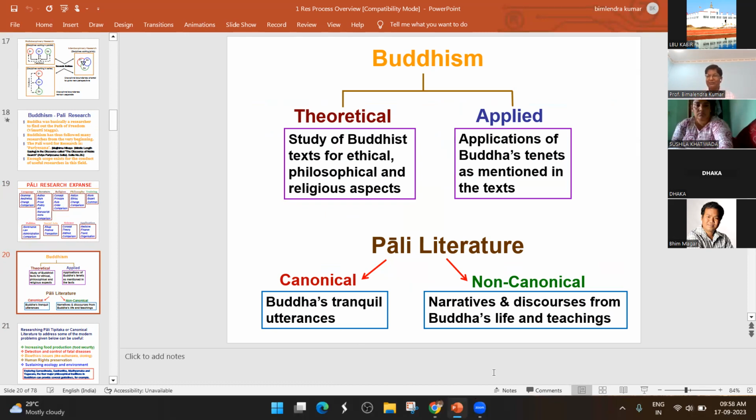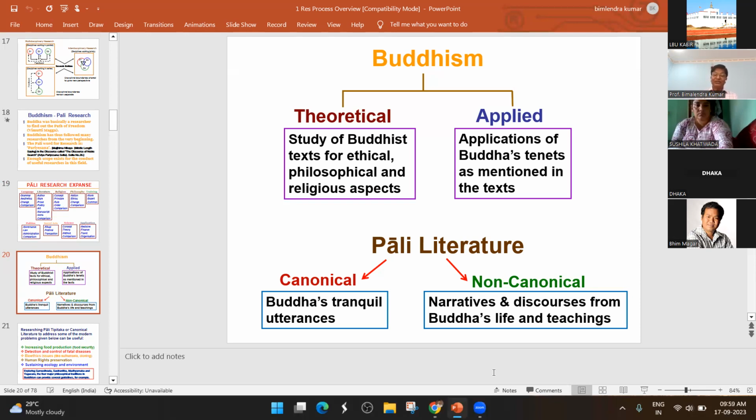Engaged Buddhism is nothing but how the teachings of the Buddha are applied in our day-to-day life, how the applications of the teachings of the Buddha can be undertaken by a person for the sake of bringing social harmony and other things. They are coming under the applied research.